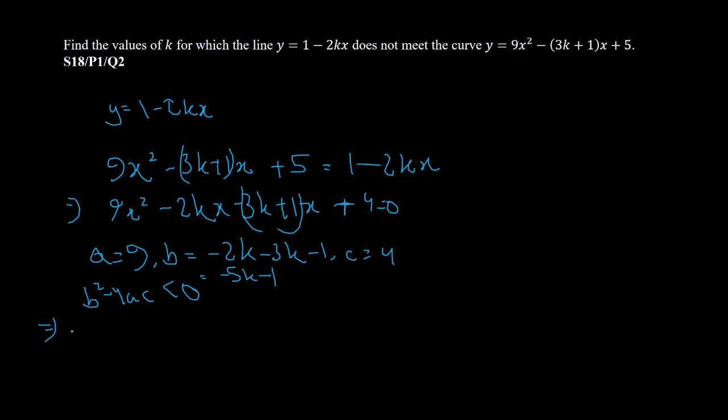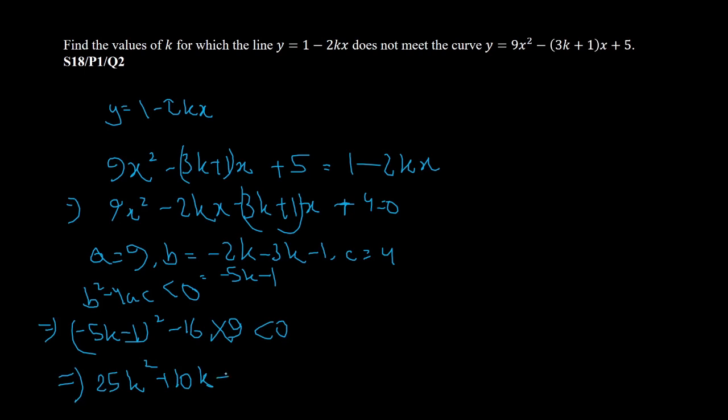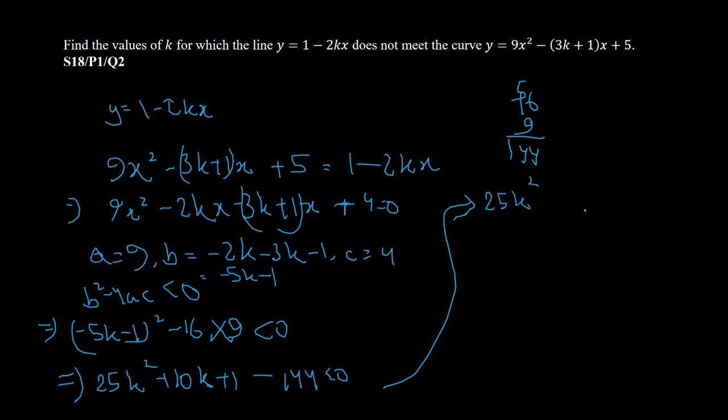So it's going to be something like this. Minus 5k minus 1 whole square. Then we have 16 times 9, because 4 times 4 is 16, and then 16 times 9 less than 0. Then we have 25k square minus 10k, no, plus 10k plus 1 minus 16 times 9. It's going to be 144 less than 0. So therefore we have 25k square plus 10k minus 143 less than 0.